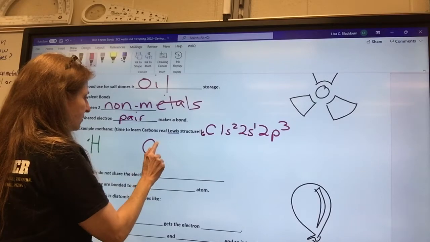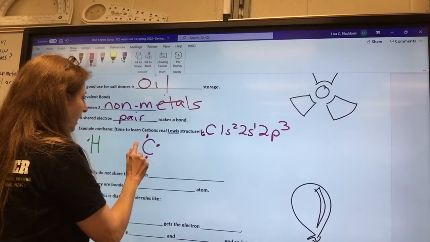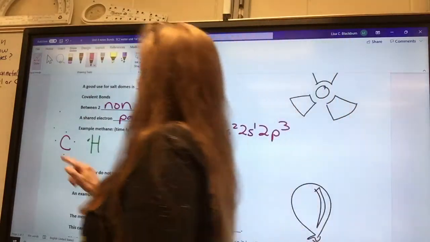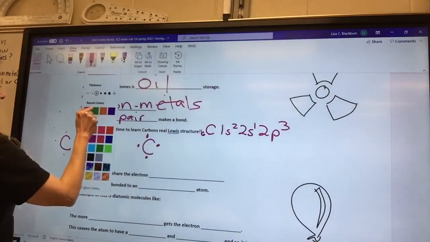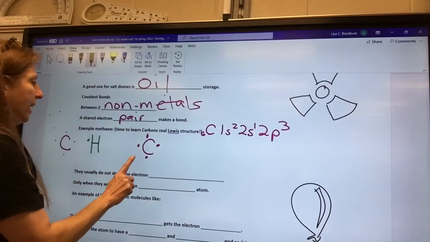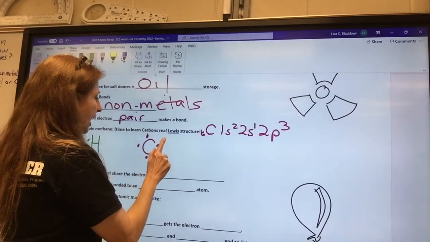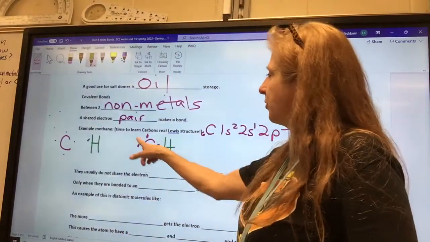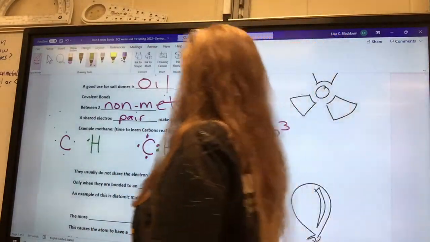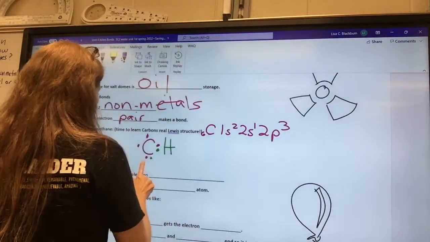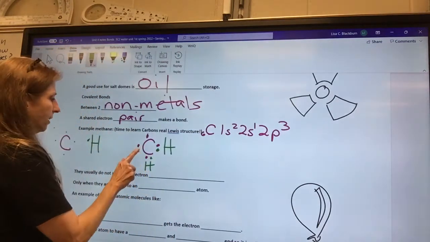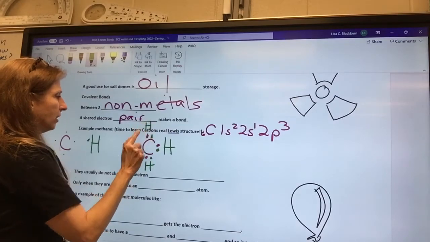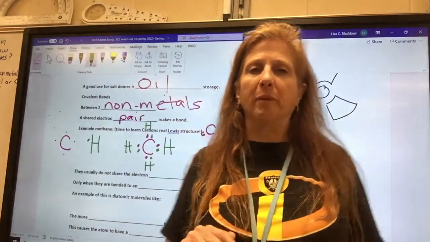Carbon's got its four places with just one dot. Wherever there's just one dot, it's ready to make a bond. So it gets together with hydrogen. Is one hydrogen going to be enough? Is it happy now with this one hydrogen? No, it's still got three dots. So instead, it's going to go find some more hydrogens, and they are going to bond with this carbon. These are all shared pairs. And that is methane. Where do you find methane?